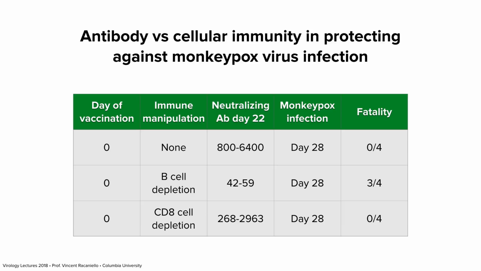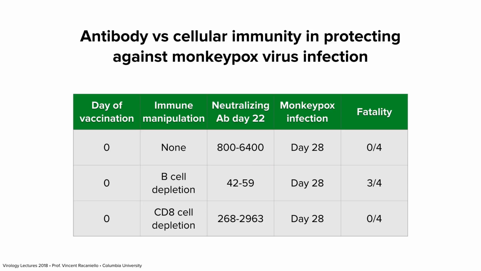Here's a nice experiment where we're asking, for this particular virus, monkeypox virus, what's important for protecting against infection, antibody or cellular immunity. So we have 3 different groups. We have a certain kind of immune manipulation. One is the control group, nothing. We deplete B cells, or we deplete CD8 cells. These animals on day 0 are vaccinated. We then look on day 22 for neutralizing antibody. The control are making good levels of neutralizing antibodies. Of course, if you deplete B cells, they can't make antibodies, so that makes perfect sense. And then depleting CD8 cells is a little bit of a decline.